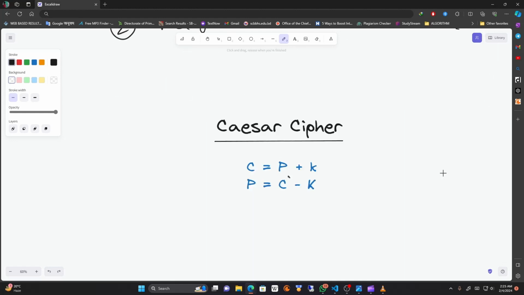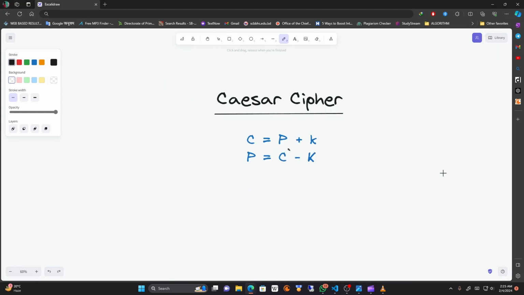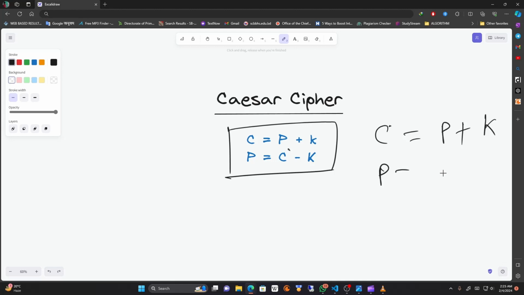Okay, for both process A and B, we just need to remember these two equations. In this equation, to get the value of the ciphertext index, we just need to add our plain text index and key value, and in order to get our plain text index value we just need to subtract the key value from our ciphertext index value.